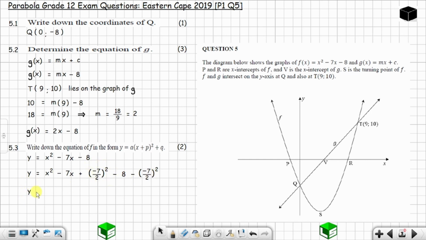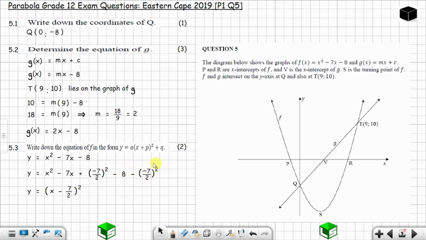y is equal to, now this part I can write in a bracket like this and square it. So I'm going to have x; x squared gives me x squared, and this I'm going to write as 7 over 2. Remember, the negative squared is positive, so I have 7 over 2, and the sign will be this sign, minus. And don't forget this. Now when you add these two numbers, what do you get?